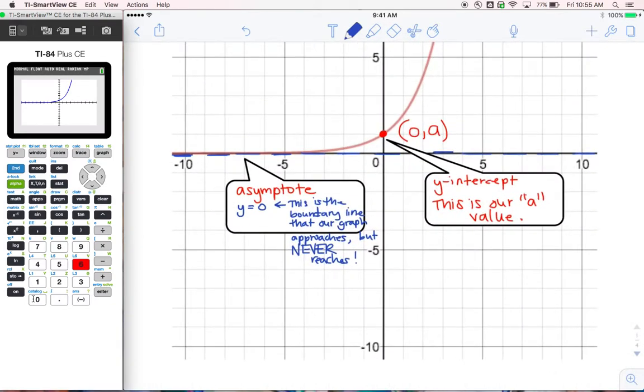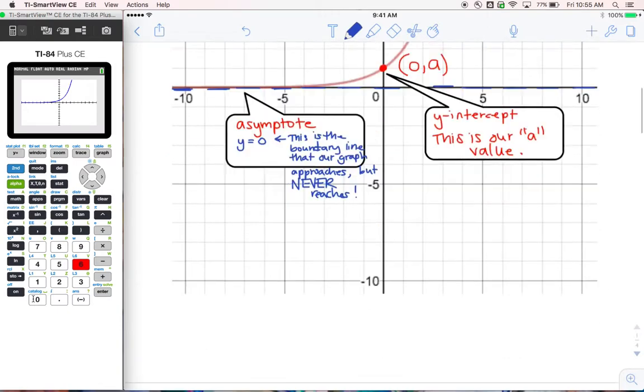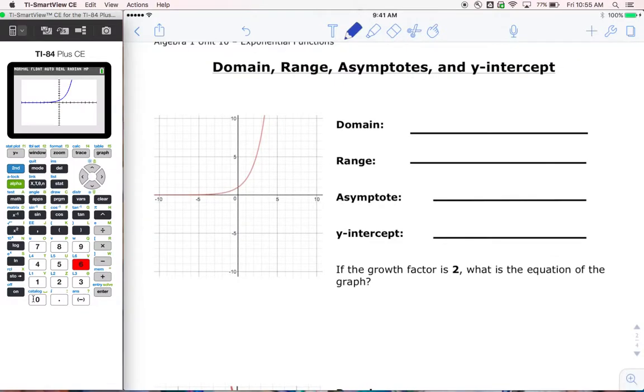Every one of these exponentials has an asymptote. You guys, that was a long explanation. Let's just kind of see it and it'll make more sense. All right, domain and range, asymptotes, equations, y'all, we're really just looking at the graphs here today.